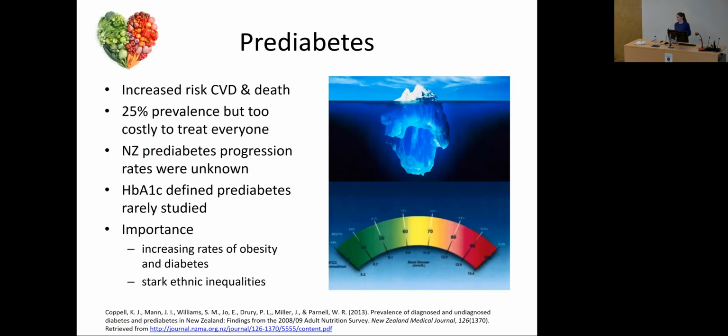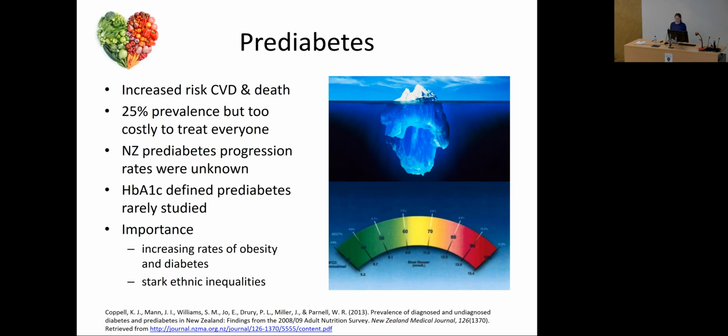And why would we want to look at pre-diabetes? Just to give a little bit of a background on that. Pre-diabetes is an independent risk factor for cardiovascular disease and for death. Old data now, but roughly around a quarter of adults in New Zealand have pre-diabetes. And there's a concern about over-medicalisation. So if we treated everybody in that group with drugs, it's going to cost the country a lot. So there's a lot of interest in what we could do to prevent progression in this group.